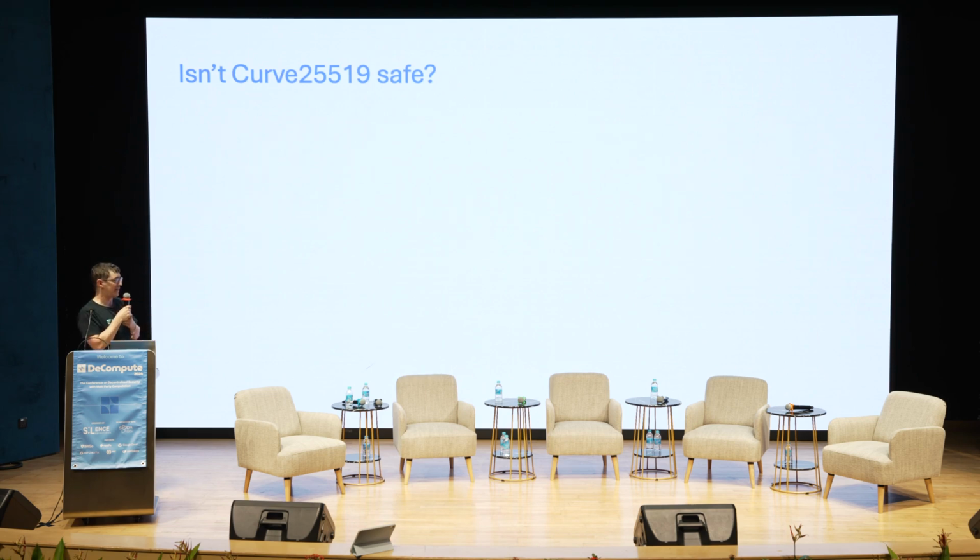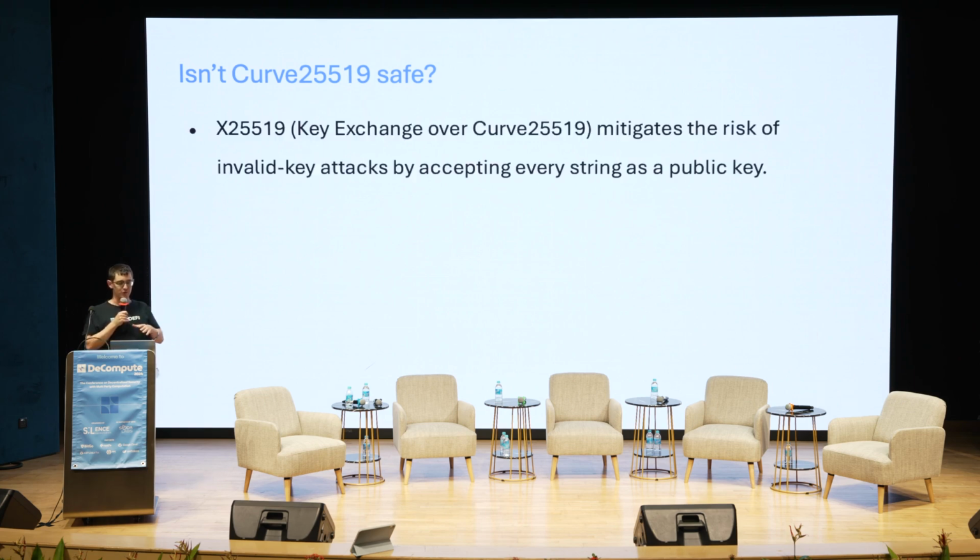By the way, one other point that I wanted to make is that there's this perception that curve 25519 is supposed to be safe and protect you from these kind of bugs. And I think it's interesting to understand the details here. If you look at X25519, which is the key exchange protocol over curve 25519, it indeed mitigates the risk of invalid key attacks by accepting every possible string as a public key.